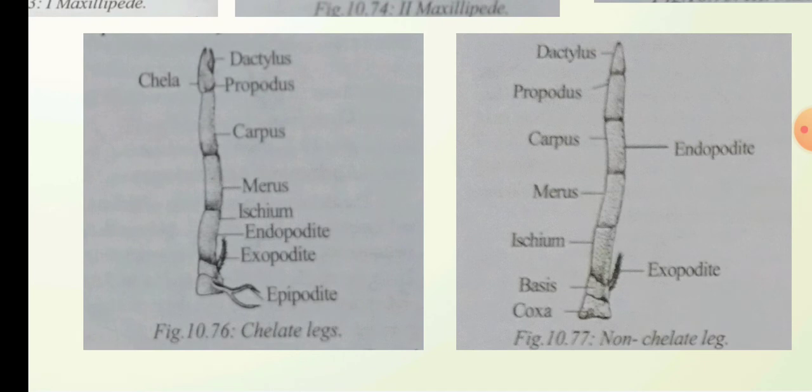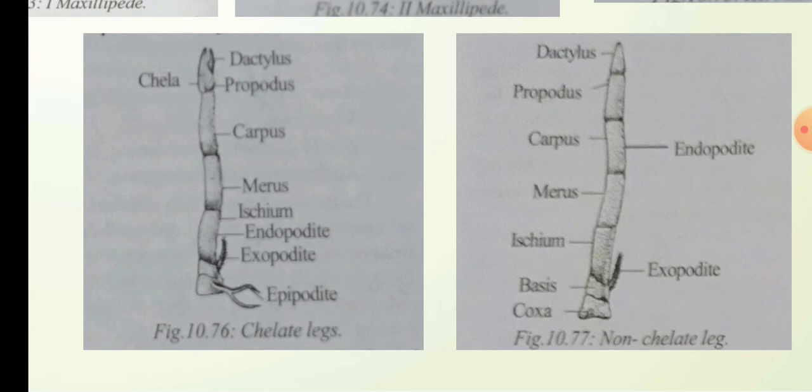They are again divided into two types, that is chelate leg and non-chelate leg. So first we will see what the chelate leg is. Chelate legs are formed by 3 pairs of walking legs, and they are found on the thoracic appendages. They are biramous, and the protopodite here is made up of 2 segments, that is coxa and basis.